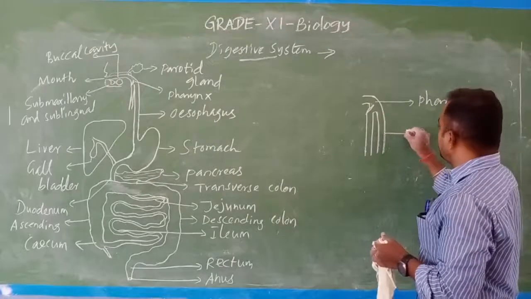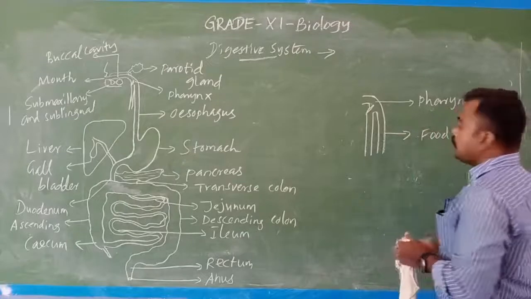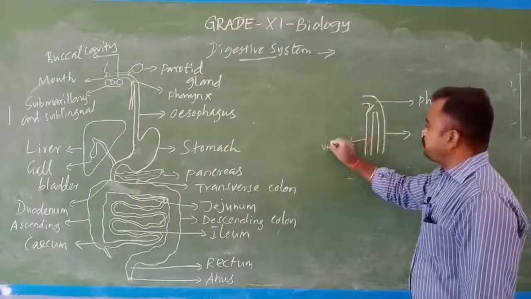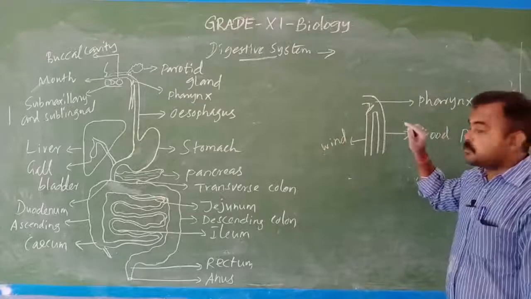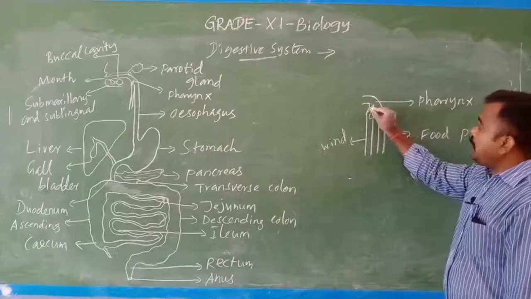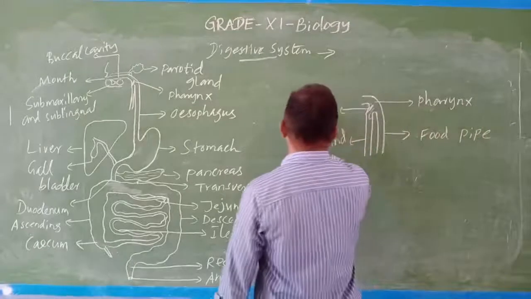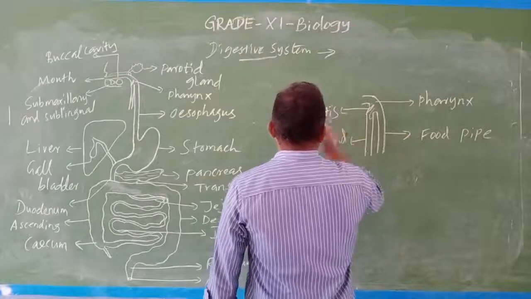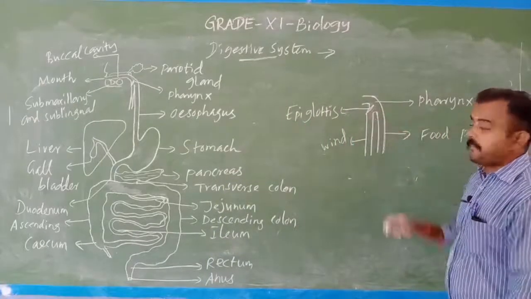This is the food pipe. The food pipe is known as the esophagus. This is the windpipe. So here the food should not enter into the windpipe. So here we have one leaf shaped flap, that is called the epiglottis. The epiglottis protects the windpipe from the food.